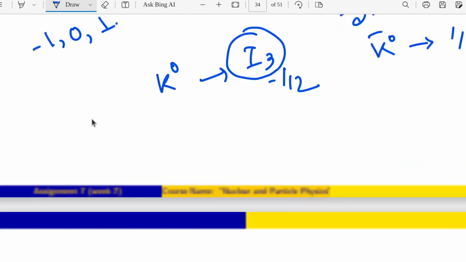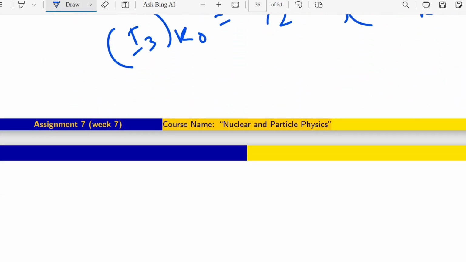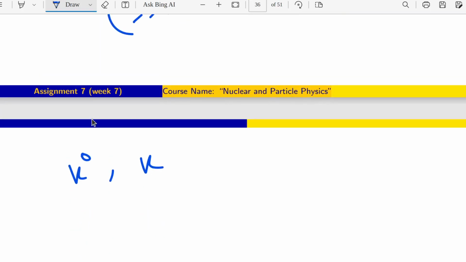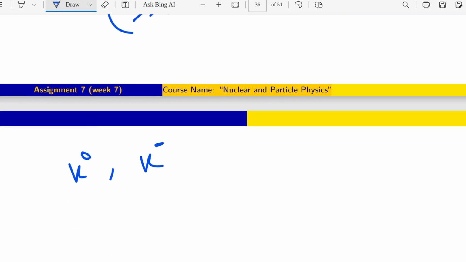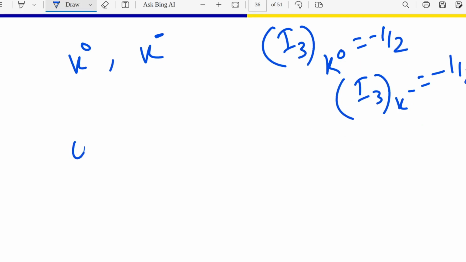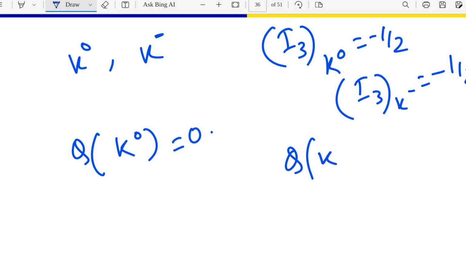Is it? We have to check. So both have the correct K0 and K minus, right? So what will be the hypercharge for these two? I have already calculated that I3 of K0 is minus half, and I3 of K minus is also minus half. Now you can see the Q of K0 is 0, and Q of K minus is minus 1, right?